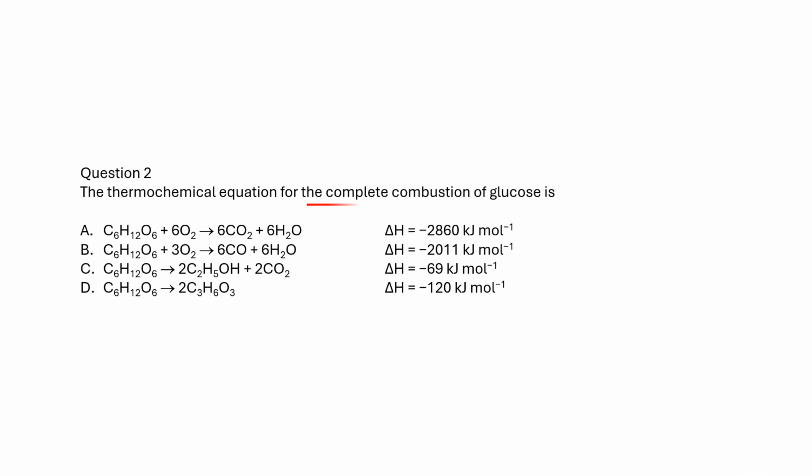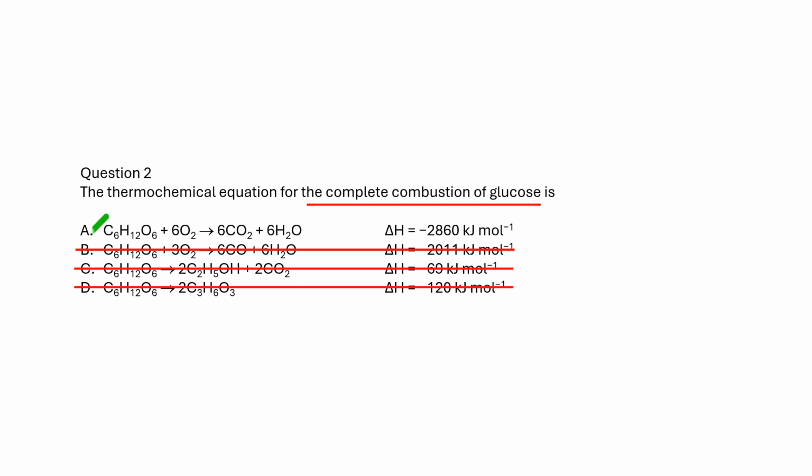The complete combustion produces carbon dioxide and water, so C and D are eliminated. Option B, oxygen is not balanced, so B is eliminated. Only option A produces carbon dioxide and is balanced. So, A is correct.